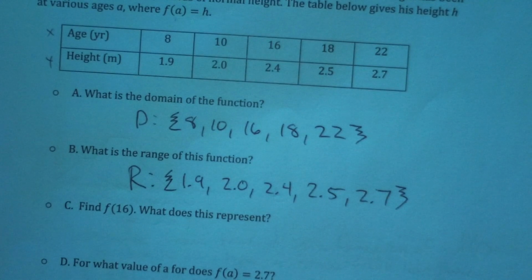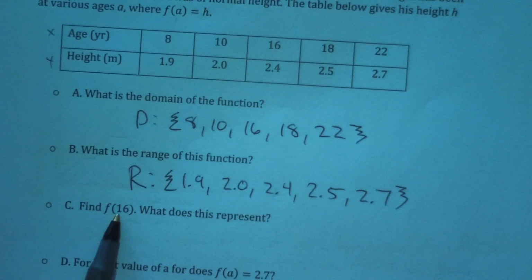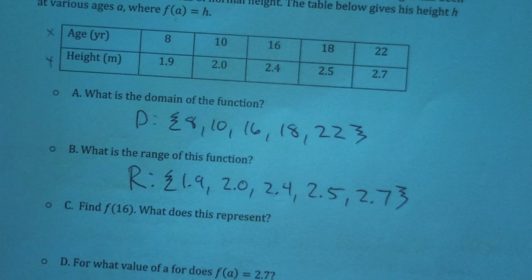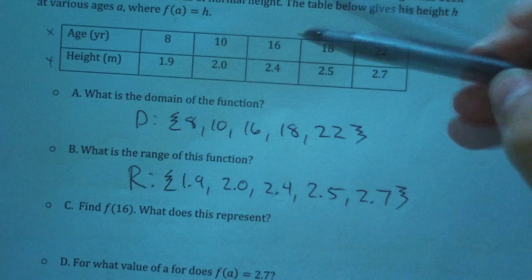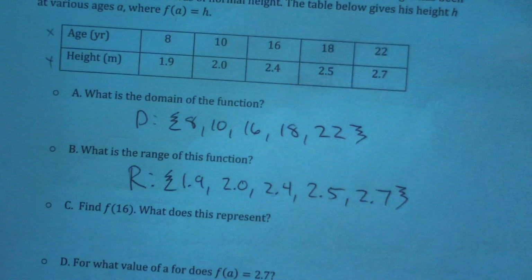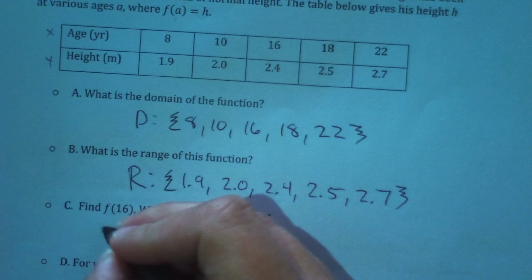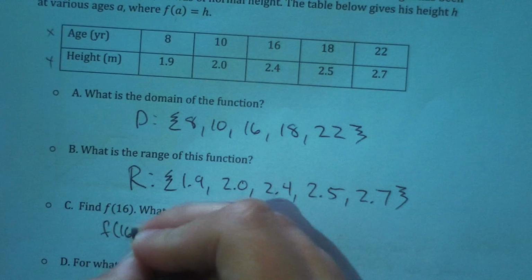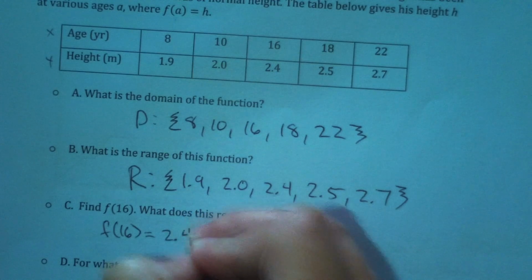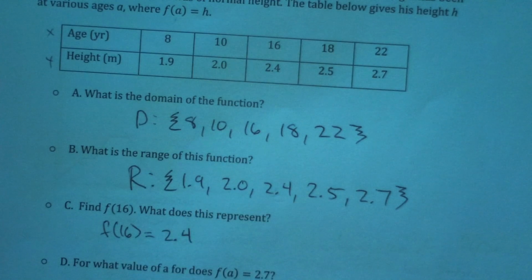Now they give us one where they want us to go backwards. We've got f of a is equal to 2.7. What do we think there? 22, right? Because now that represents our y value. 2.7 is there, 22 is there. Let's write f of 22 is equal to 2.7, or if you just put 22, I'd be fine with that too, because it doesn't say to use function notation. Same with the other one, you could have just put 2.4.